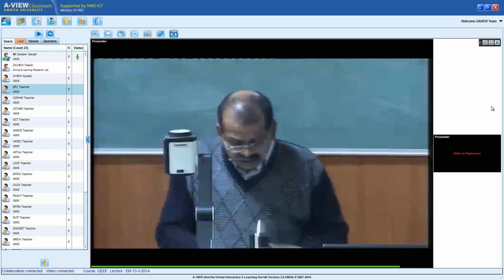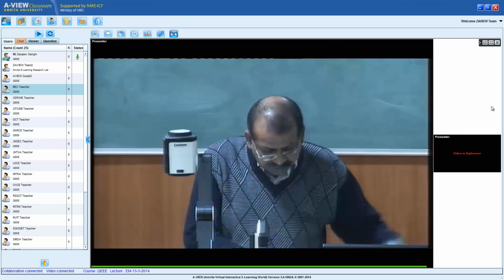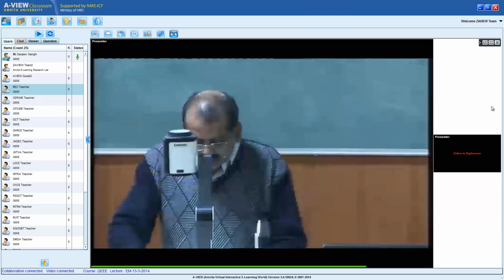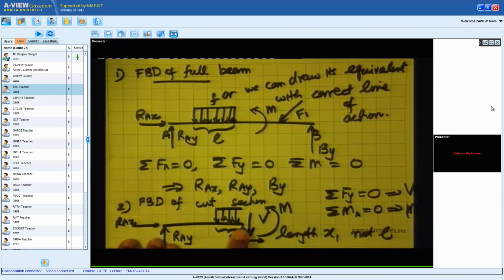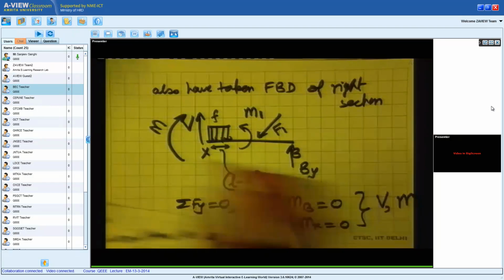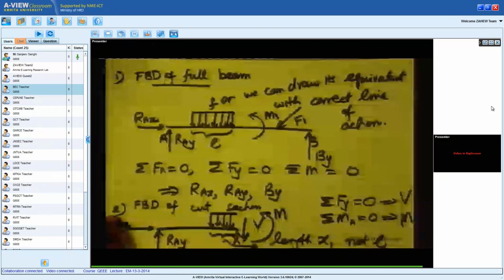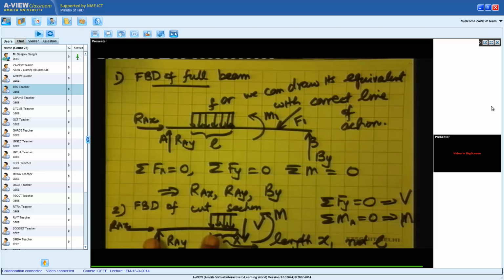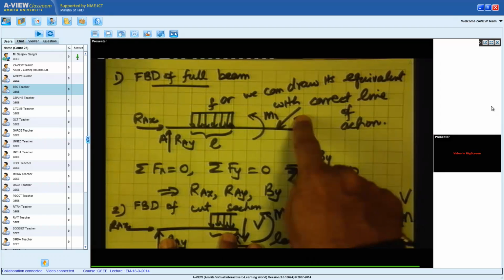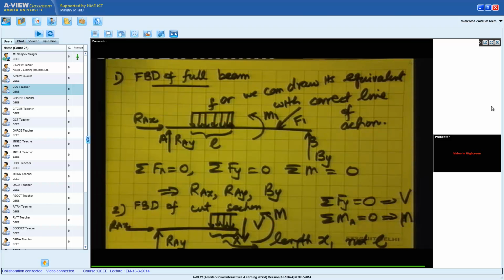Now notice, when I draw the free body diagram of the left part, I should call this moment M1 to differentiate it from the bending moment M. When I draw the free body diagram of this left part, I don't bother about M1 and F1. I don't care about these because they are not in my cut section.